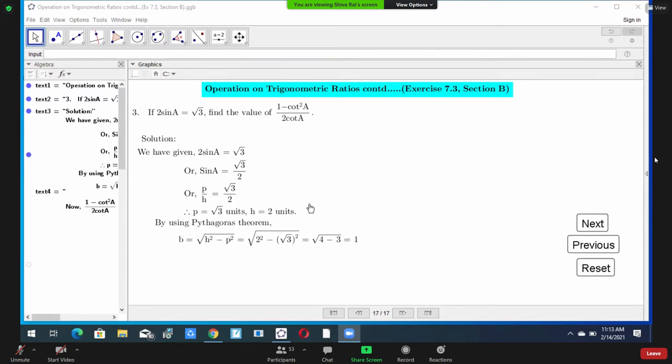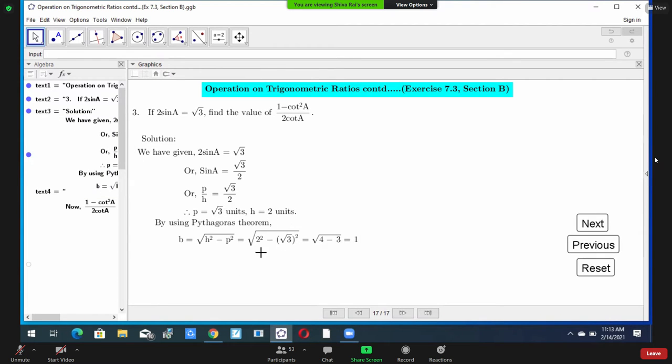But to find the value of cot, we need B also, and B is not given here. We got only P and H. To find B, we have to use the Pythagoras theorem: B equals under root H square minus P square.